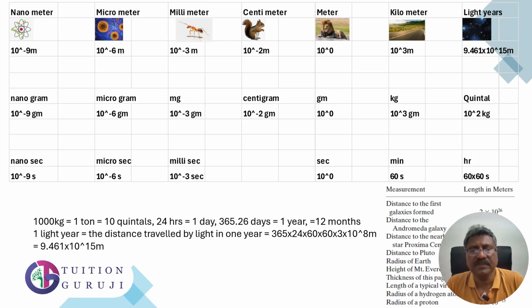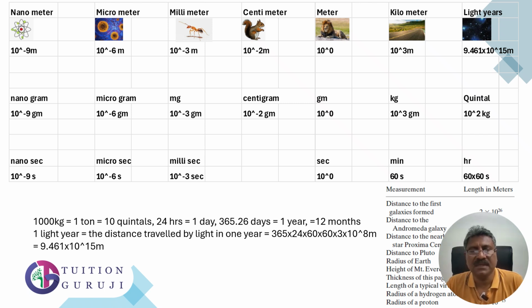Let us take three basic physical quantities: length, then mass, then time. Length is measured in meter, mass in kilogram, and time in seconds. Now, for measuring length, we are not using the same unit for all cases. For some cases, we need a smaller unit, and in another case, we need a bigger unit.